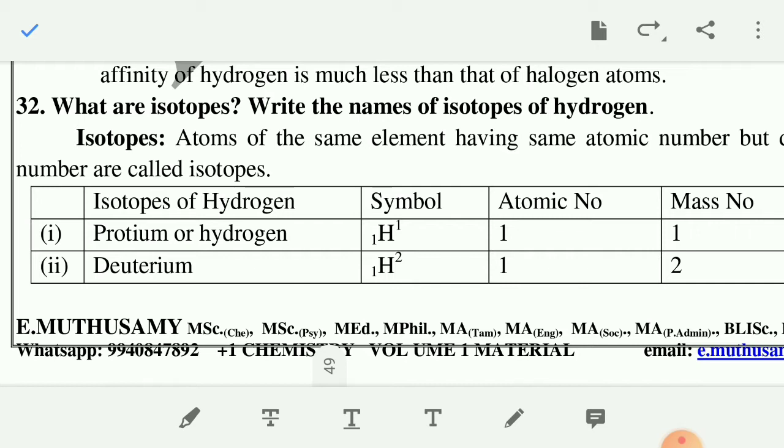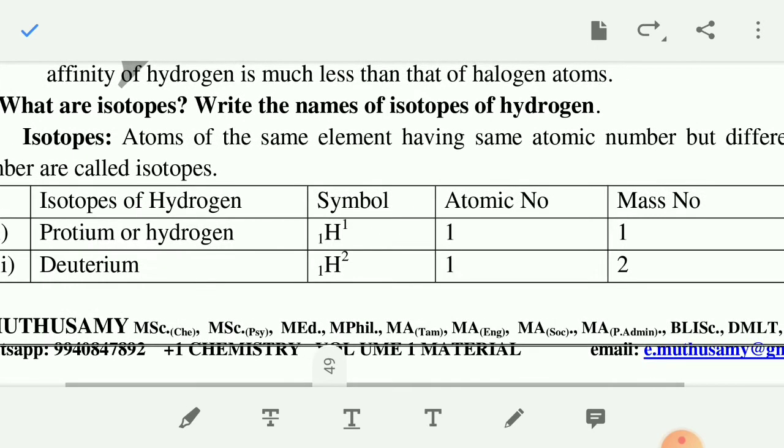The isotopes of hydrogen are, first, protium or hydrogen, and second, deuterium. Protium or hydrogen is 1H1, deuterium is 1H2. The atomic number of both is 1, that is the same, but the mass number of hydrogen is 1 and deuterium is 2. So the same atomic number but different mass number are called isotopes.